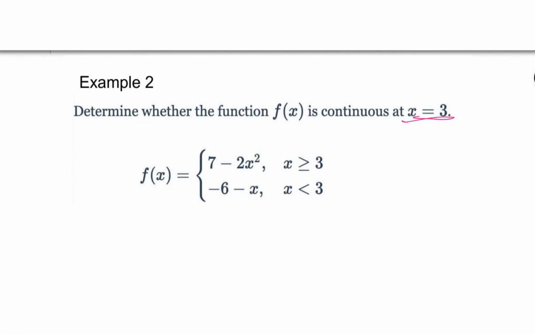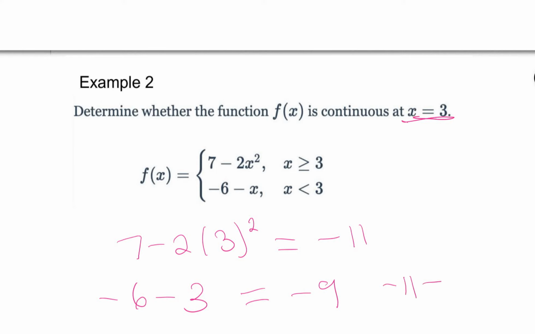So I'm going to plug in 3 into both of these equations to ensure that it is approaching the same value from both sides. So remember PEMDAS, you got to square the 3 first, multiply it by 2, and then 7 minus that would give you negative 11. And then negative 6 minus 3 would give you negative 9. So negative 11 does not equal negative 9, so this one would be discontinuous. That's how you determine continuity. So this is the exact amount of work you need to show. You need to show yourself plugging in the 3 and then determining whether it's continuous or not.